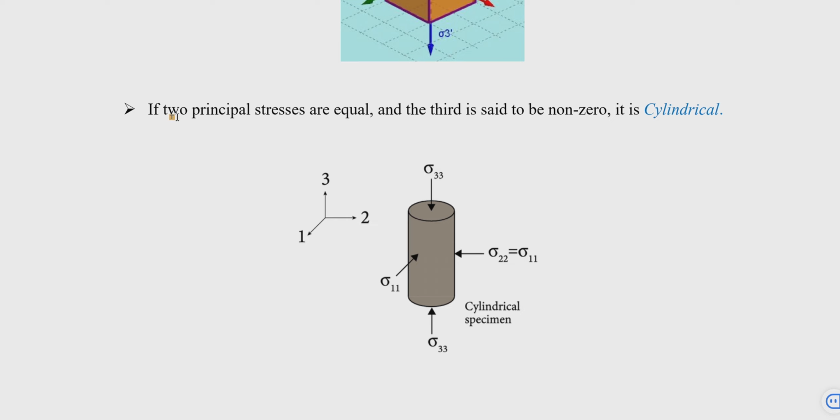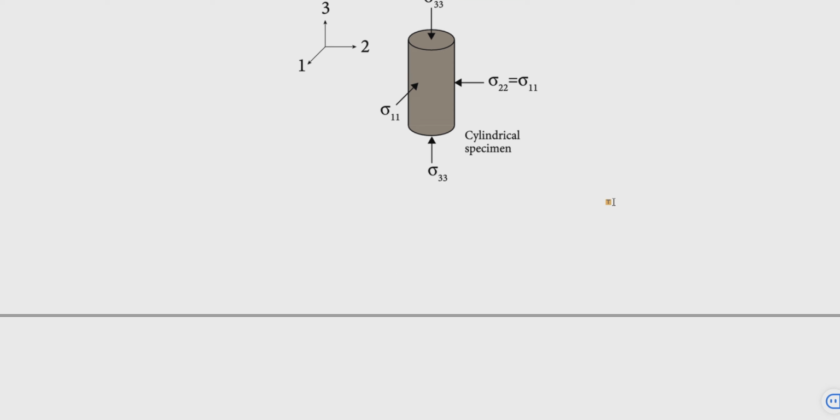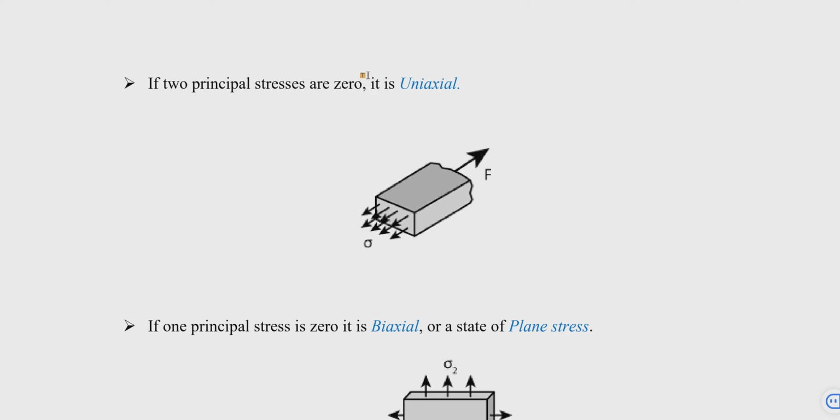Third stress state is the cylindrical stress state. For this stress state, two principal stresses are equal and third is said to be non-zero. It can be compressive or tensile in nature. So this stress state is called cylindrical stress state.